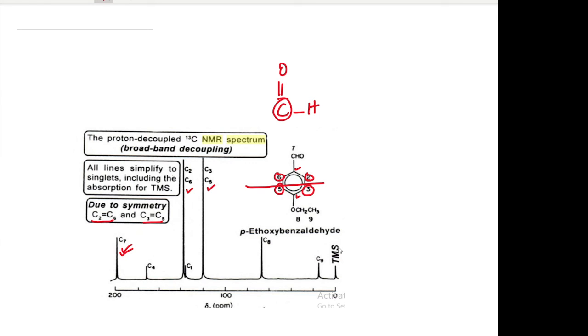So TMS signal is the singlet. We have already studied that TMS will be singlet in the broadband decoupling. So we are not interested in TMS, we are interested in the carbons. So carbon number 8 is here around, I think it is around the 70. So you can go back to the table and you can assume where my shifts will fall.